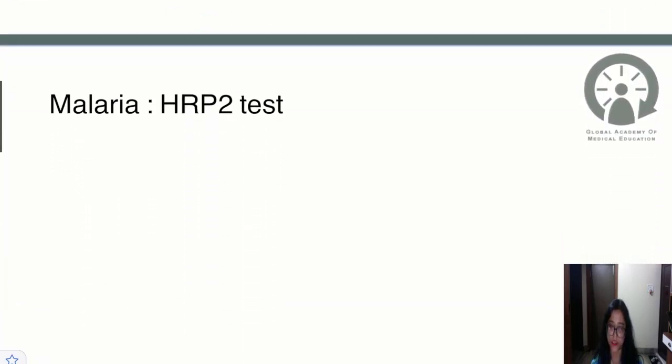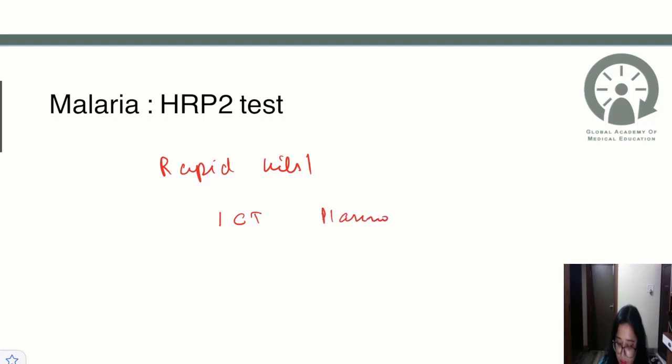So next they had provided an HRP test and asked for the species of malaria, which we detect by histidine rich protein 2, and we know that in rapid kits or immunochromatographic kits that are used readily for the diagnosis of malaria, Plasmodium falciparum, in the immunochromatographic test they are reactive to this HRP2 antigen. So this was perhaps the answer to the question.